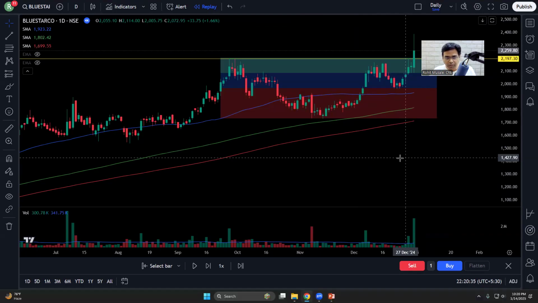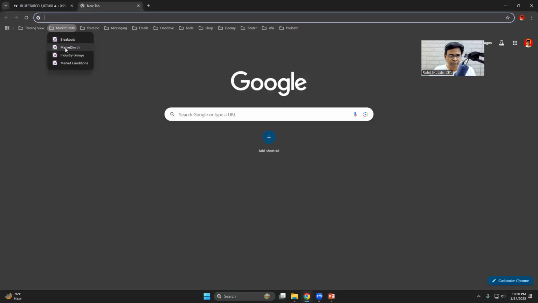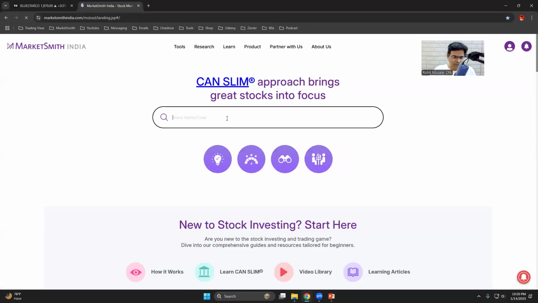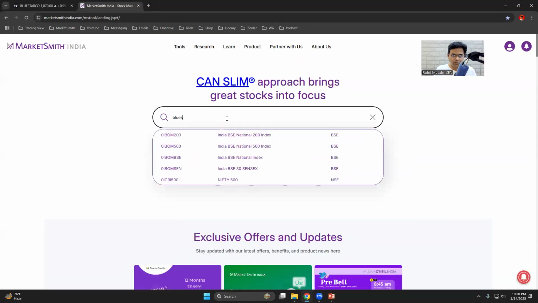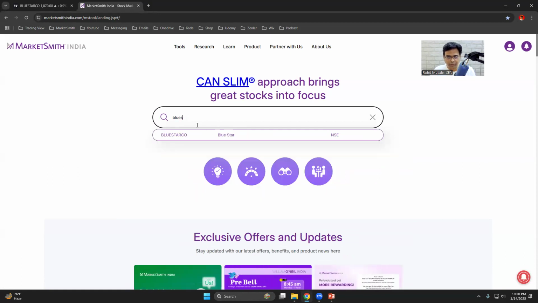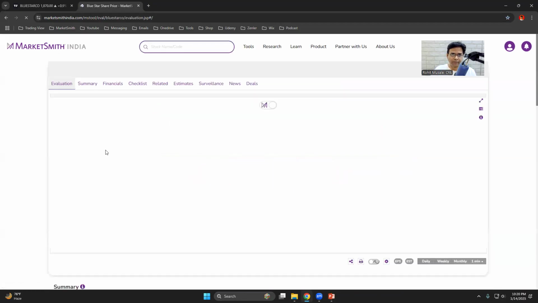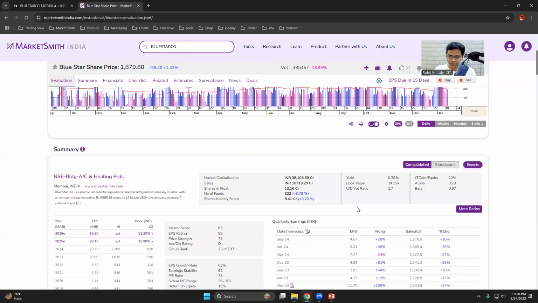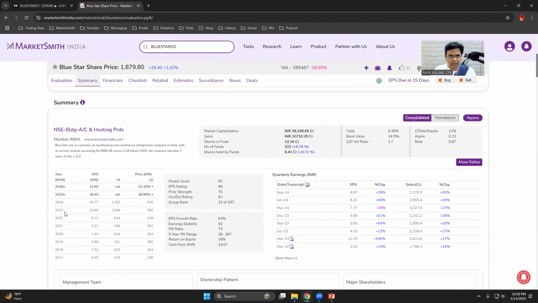If you go to Market Smith, you can watch that video to understand the reason, but I will give you the reason here. Have a look at this. Why is Blue Star not showing here? Have a look at this. I will click on consolidated. See, from 2023 to 2024, the EPS has actually declined. What is the characteristic of a leading stock?